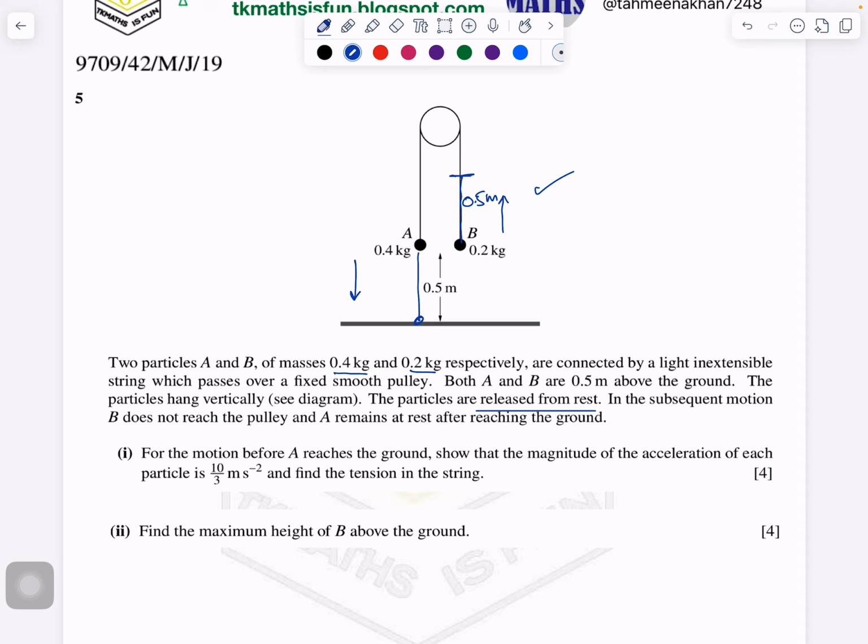So it is telling you that once A reaches here, B will of course go up and then come down. When it is going up, after reaching this point also, definitely it will still be in motion, it will go further up. It will not reach here. This is what the question is saying. It does not reach the pulley and A remains at rest.